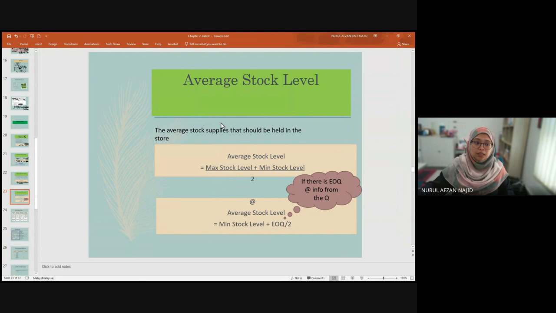Okay, then last one is the average stock level. Okay, average stock level ni, intern, banyak sangat formula kan. Average stock level ni, dia ada dua. Sama ada you boleh gunakan the first one ataupun you boleh gunakan the second one. So, bila nak guna first, first bila tidak diberikan EOQ. Kalau macam soalan kristal gemilang tadi tu, you dah kira EOQ. You dah ada information berkenaan dengan EOQ. So bila you dah ada information berkenaan dengan EOQ, you gunakan formula yang ni. Minimum stock level tambah EOQ bahagi 2. So minimum stock level yang you kira tadi tu, minimum berapa? 6,000. Macam tu. 6,000 tambahkan dengan EOQ 4,000 bahagikan dengan 2. So you akan dapat jawapan dia.